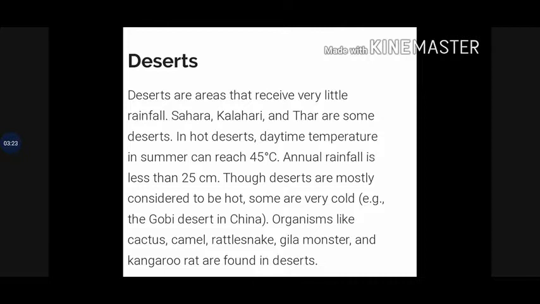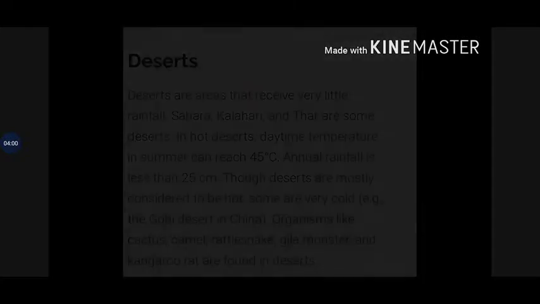Now we are studying desert. Deserts are areas that receive very little rainfall. Sahara, Kalahari and Thar are some examples of these deserts. The desert may be of two types, hot desert and cold desert. In hot deserts the temperature in summer can reach up to 45 degrees centigrade or more, and annual rainfall is less than 25 centimeters. Deserts are mostly considered to be hot, but they are also found cold, like the Gobi Desert in China. Organisms like cactus, camel, rattlesnake, Gila monster and kangaroo rat are found in the desert.